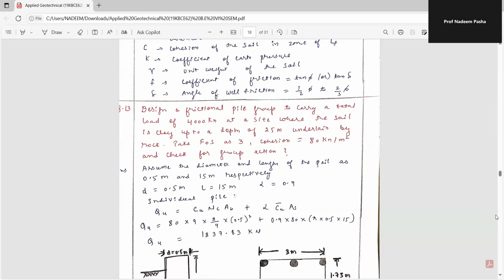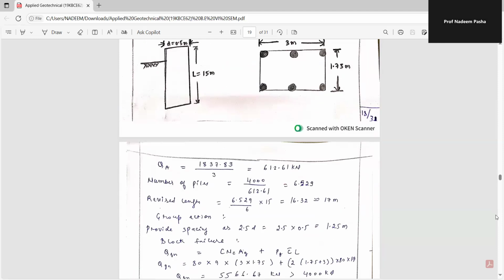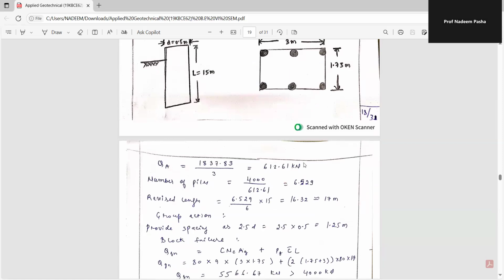Qu equal to 80 into 9 into pi by 4 into 0.5 square plus 0.9 into 80 into pi into 0.5 into 15. So Qu equal to 1837.83 kilonewton. Qa equal to 1837.83 by 3 equal to 612.6. Number of piles equal to 4000 divided by 612.61, so it comes out to be 6.529. So the revised length is 6.529 into 15 by 6, so it comes out to be 16.32, equal to 70 meters.